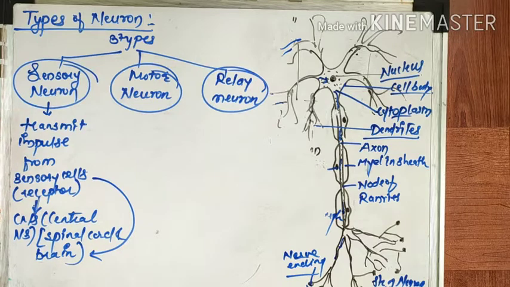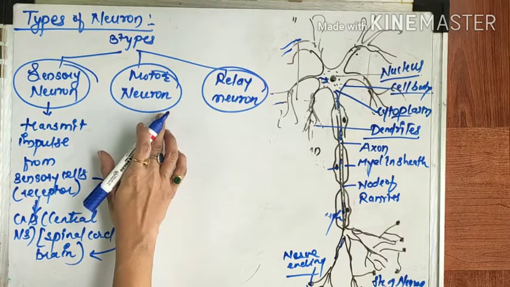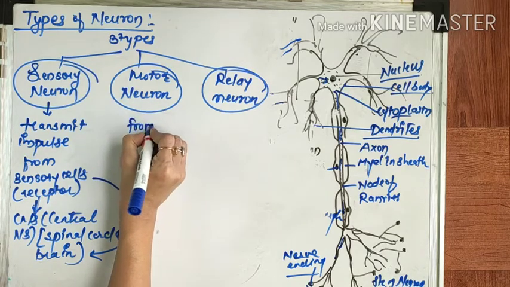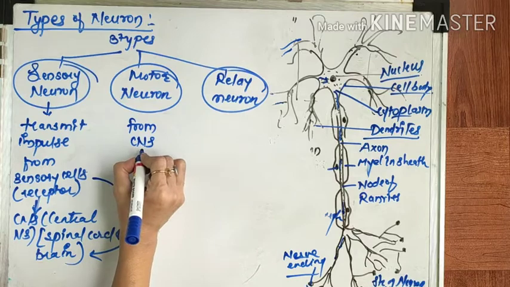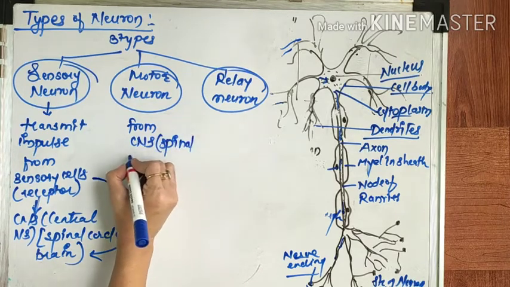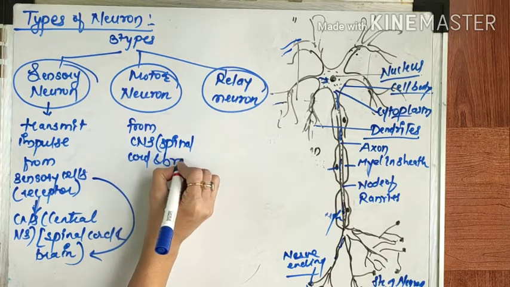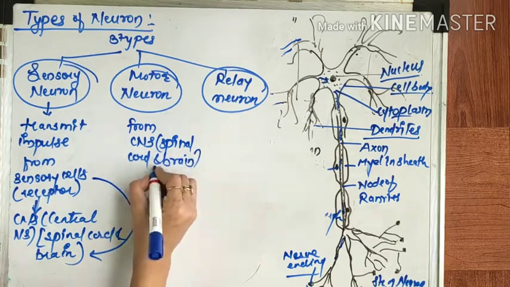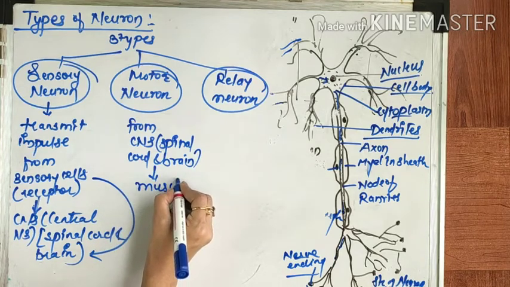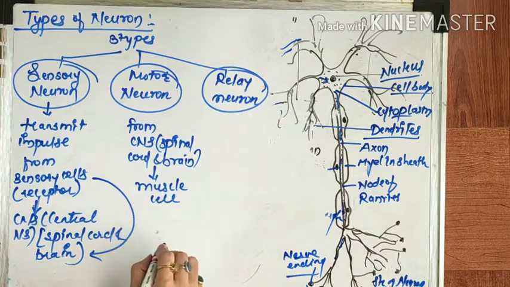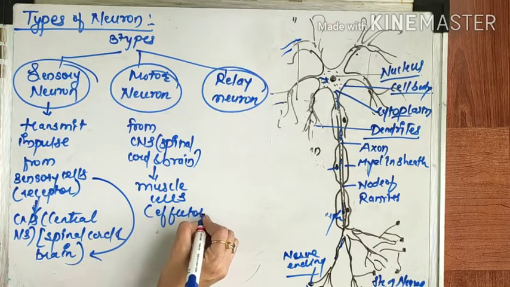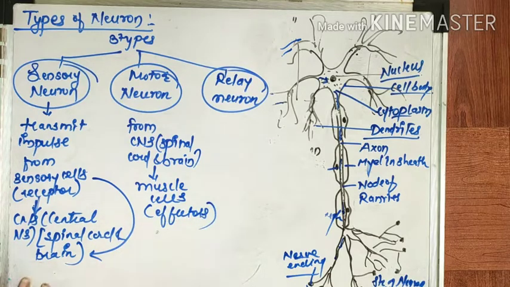Then next is called motor neurons. This also transmits the impulse, but this transmits the impulse from the central nervous system, that is the spinal cord and brain, towards the muscle cell, and that muscle cell is nothing but the effector. So what is the role of motor neuron?